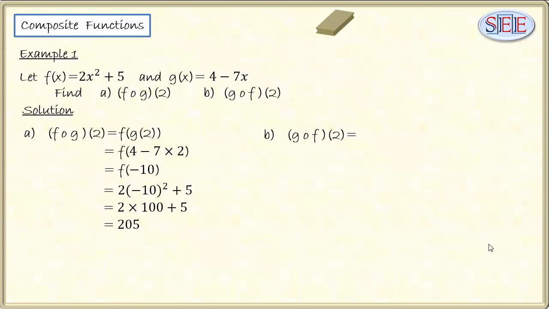Question B asks us to find g of f of 2. You can see it's the same element 2 in question A and in question B. But in question A it is f of g, while in question B it is g of f. These two are two different composites. So g of f of 2, meaning the image of 2 under the composite function g of f, is nothing but g of f of 2.